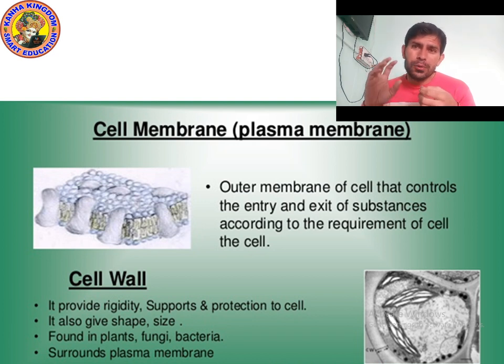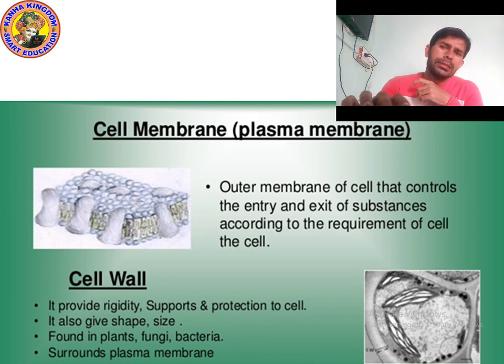Okay, so it surrounds the plasma membrane. I hope you understood what is cell membrane. Cell membrane is known as plasma membrane. It is the outer covering, outer membrane of the cell that controls the entry and exit of substances according to the requirement of the cell. And the cell wall provides rigidity, support, and protection to the cell. It also gives shape and size. It is found in plants, fungi and bacteria, and surrounds the plasma membrane.